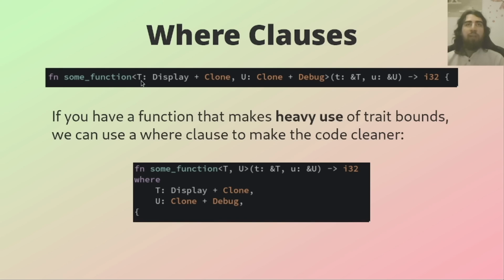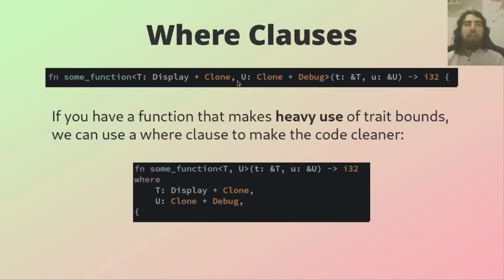And if you have big trait bounds, like for example this, we have here generic type parameter T, and we say here that the type T has to implement the Display and the Clone traits. And the generic type U has to implement the Clone and the Debug trait, right? And then over here, as you can see, the first argument must be of type T and the second one of type U, and we are taking references.